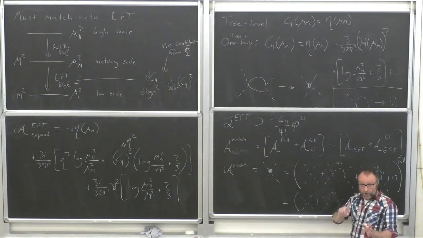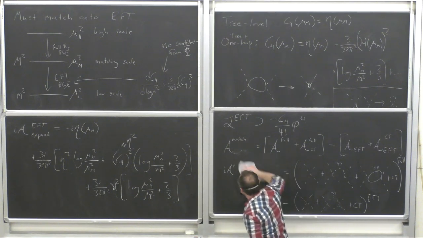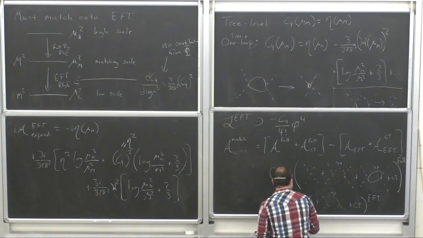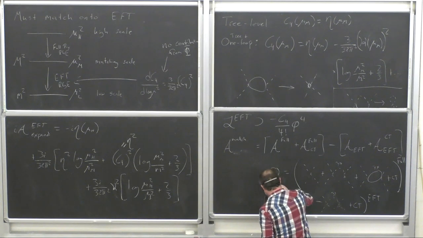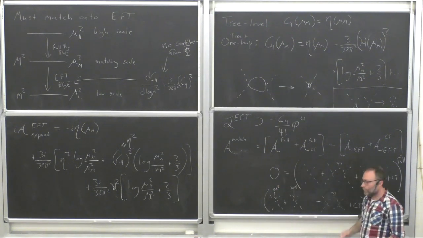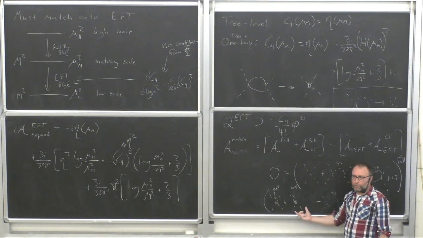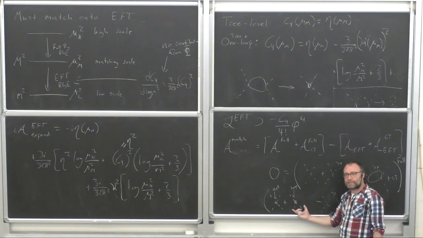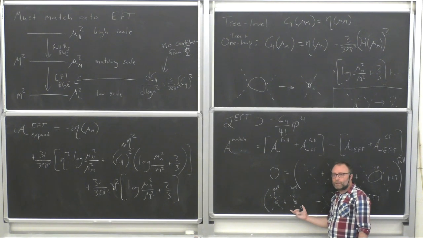So if you prefer, you might like this better. I could write it like this. I have an effective vertex, so I'm just separating, right? What I'm trying to solve for is the correction to this effective vertex at loop level. That's right, but this is the thing I'm trying to isolate, okay?